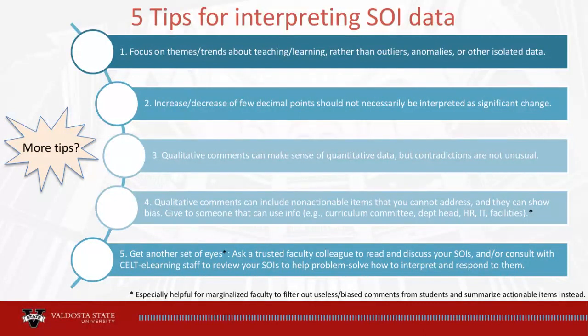The other point I wanted to make from the research was that an increase or decrease of a few decimal points does not necessarily correlate to a significant change. And I'm going to quote again from the Academic Affairs SOI website that Michael Black has. He also backs this up. I found this in the research, and then he backs it up on his website. He says a single mean score can be a few decimal points higher or lower simply due to the random sample of students in a particular course from term to term.